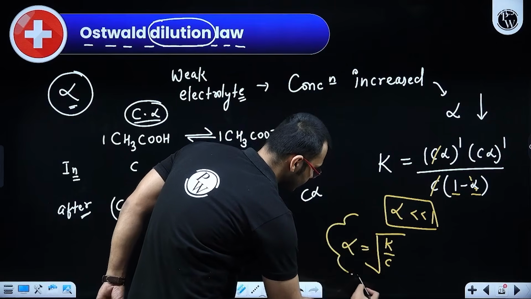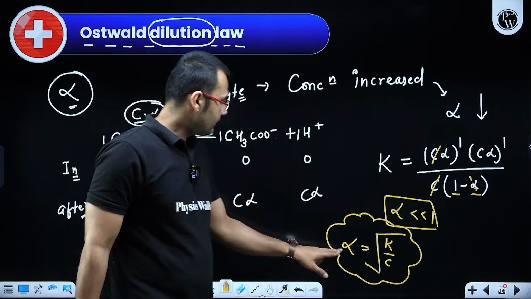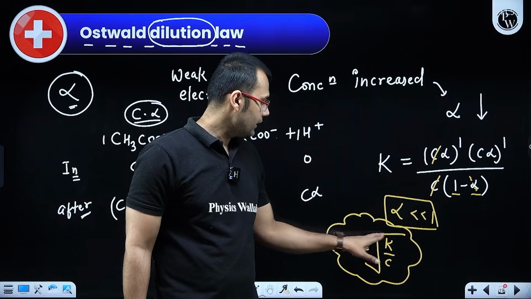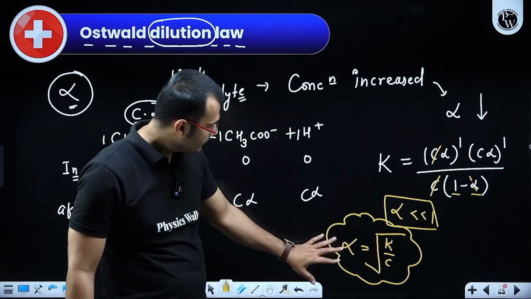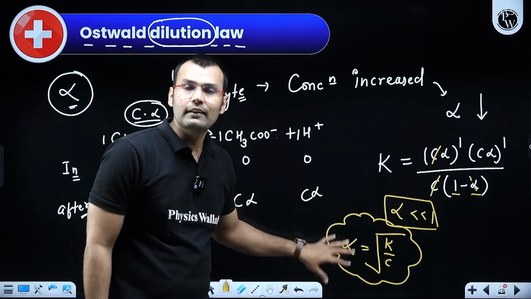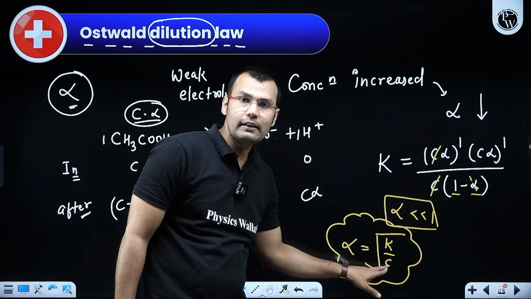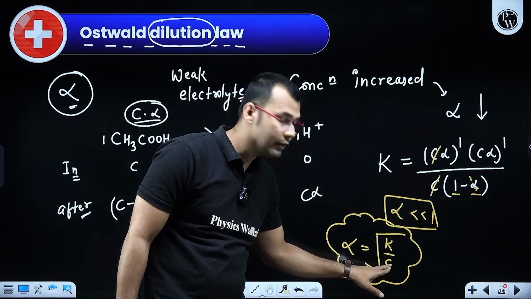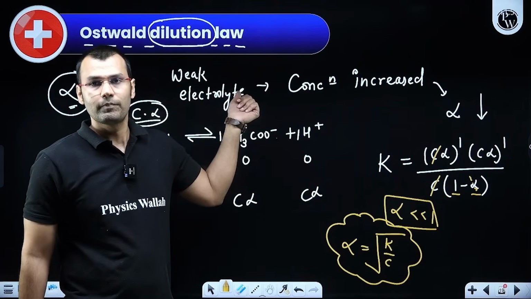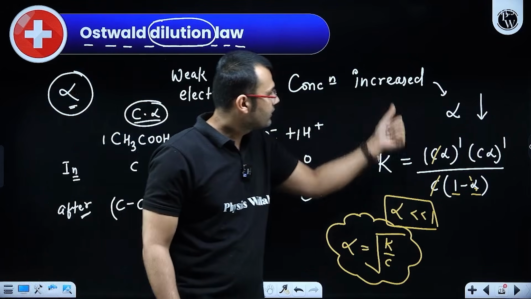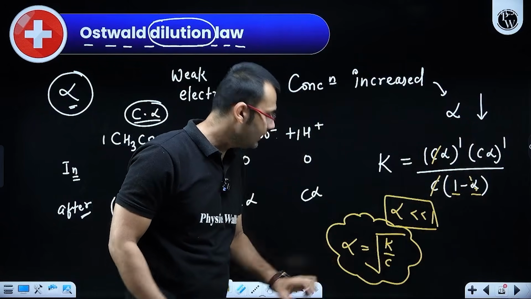So mathematically, when alpha is very small for a weak electrolyte, the degree of dissociation will be equal to under root of K by C, under root of dissociation constant upon concentration. From this mathematical relation also, you can obtain the same result of Ostwald dilution law. If you increase C, the concentration, because concentration is in the denominator, the alpha will decrease. And that's what I said initially: for a weak electrolyte, when you increase concentration, the alpha will decrease.